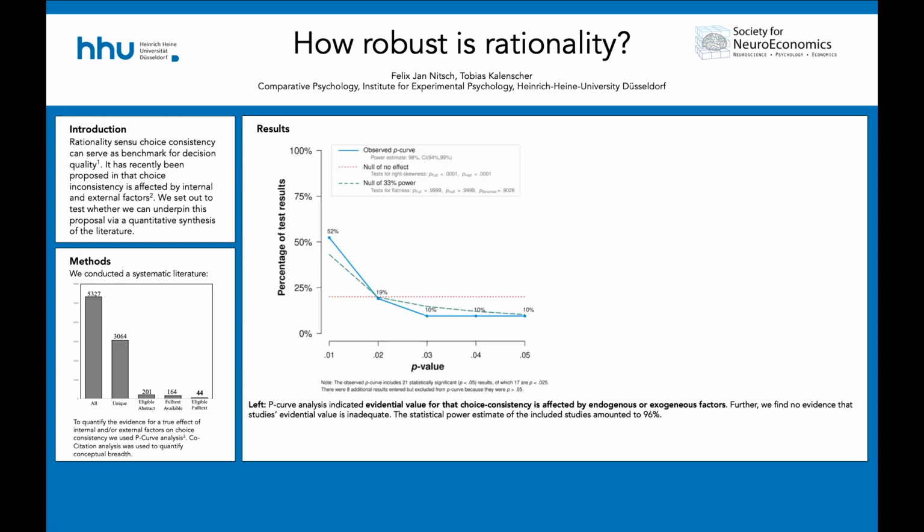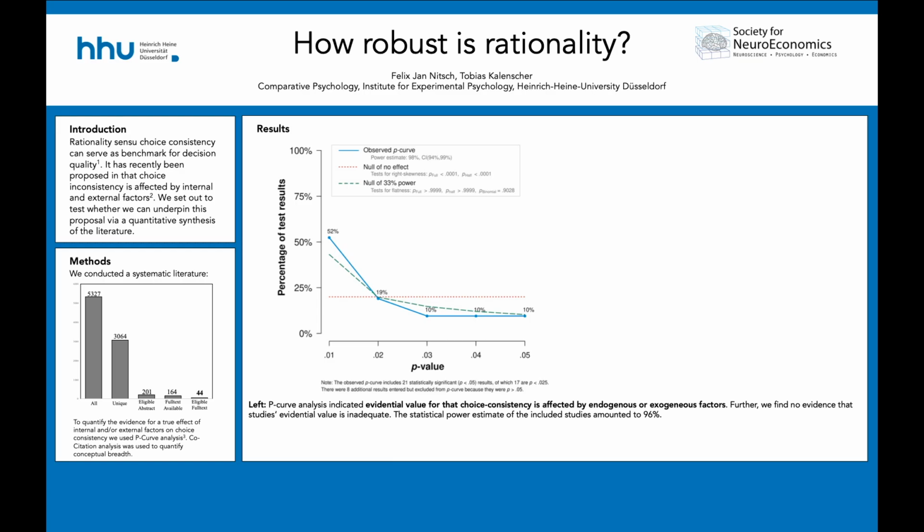Descriptively, 17 out of all 21 significant p-values fell in the lower half of the range of significant p-values. That means p smaller than 0.025. In line with this, our P-curve analysis indicates significant evidential value for the claim that choice consistency is affected by internal and/or external factors. Further, we find no evidence that studies' evidential value is inadequate, and the statistical power estimate of the included studies amounted to 96%.